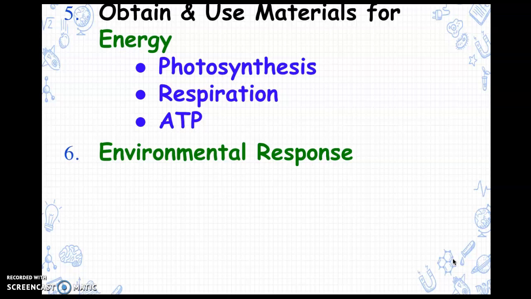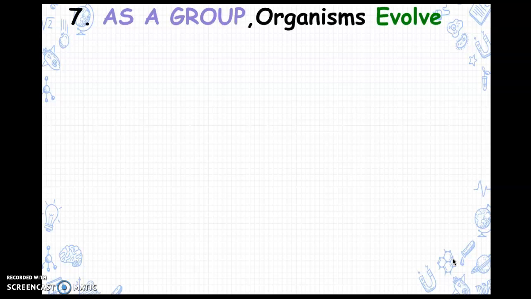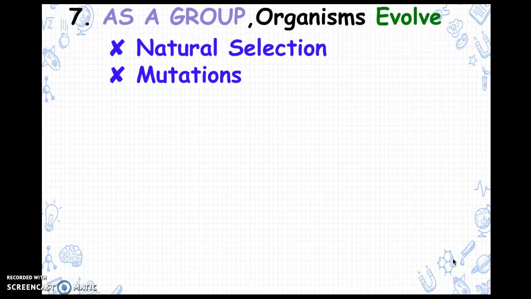They must respond to environment. Some kind of stimulus, every living thing will respond to the environment. Adapt over time, reply with an action. Lots of examples of this throughout living things. The last 2: as a group, organisms evolve using methods of natural selection, random mutations over long periods of time, and many, many generations.